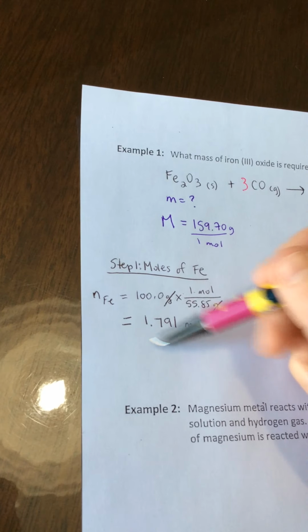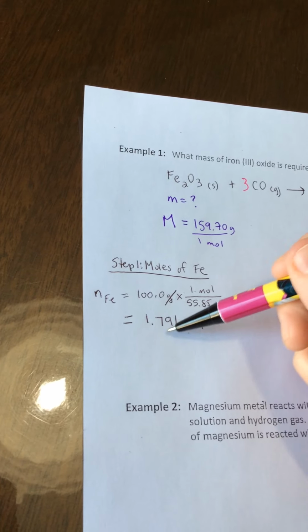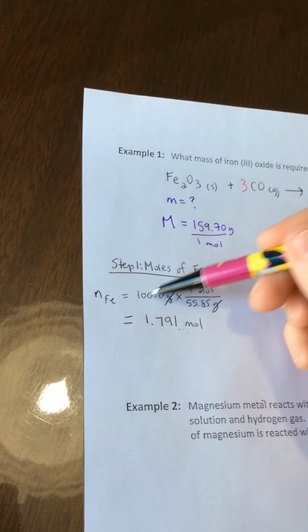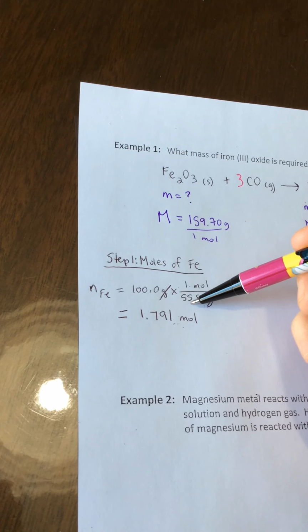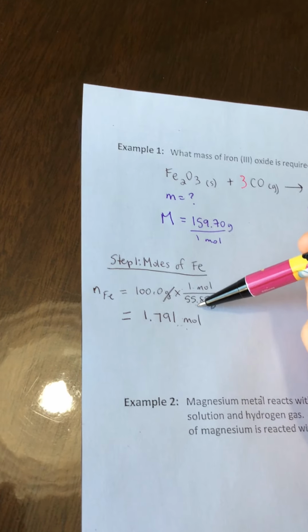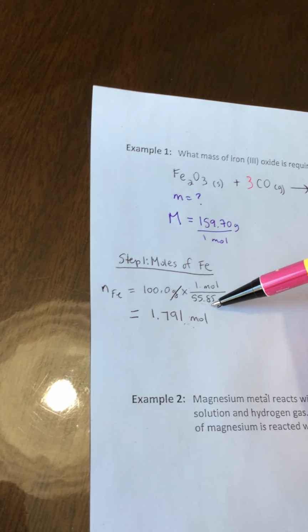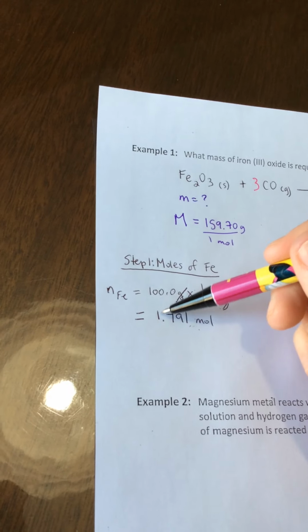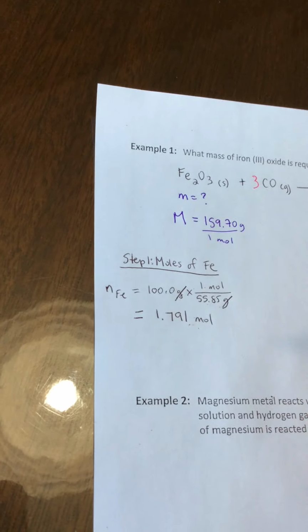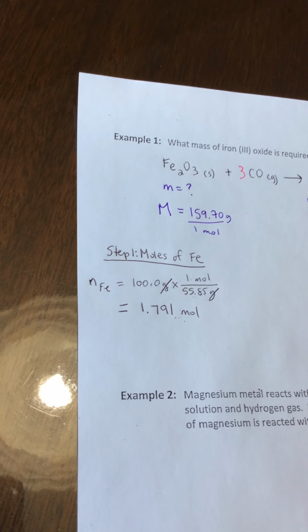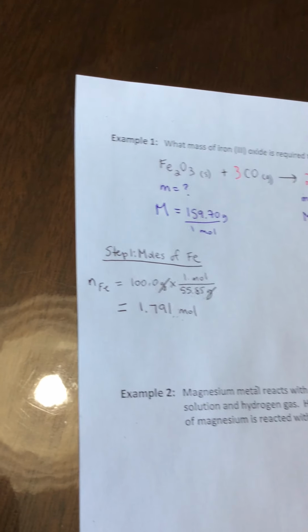So let's ask ourselves, does this make sense? We have almost 2 moles. Well, we have 100 grams. 1 mole is 55. We have more than 55. Do we have twice as much as 55? No. So this is a very reasonable amount of moles. We can be confident that we have calculated this correctly.